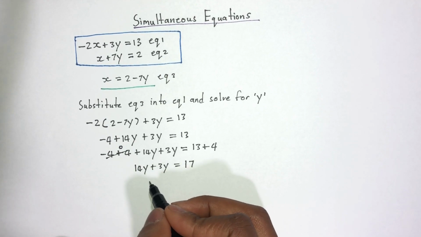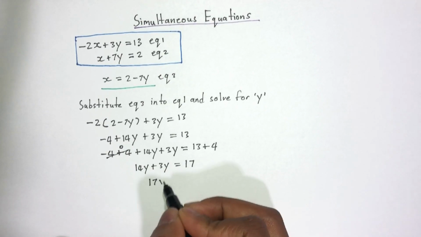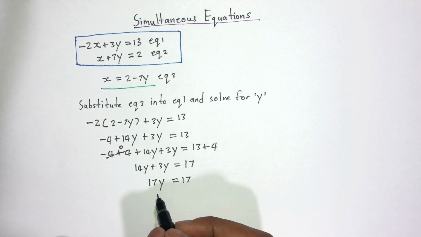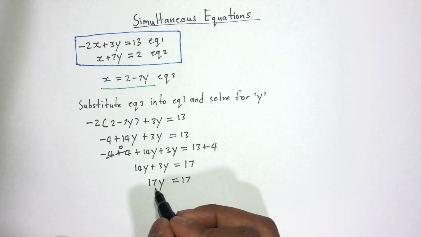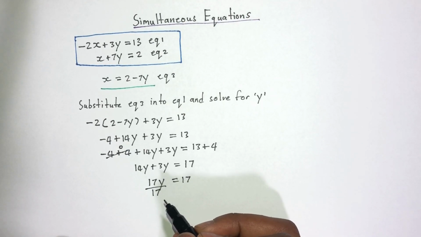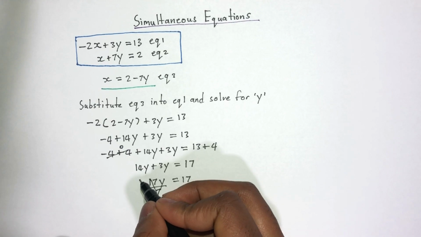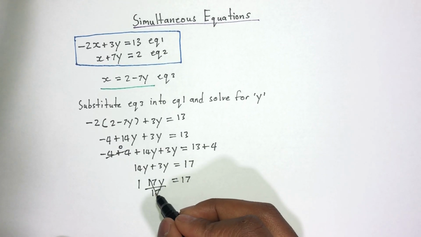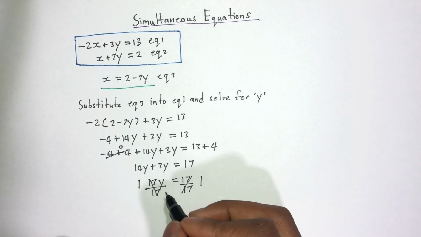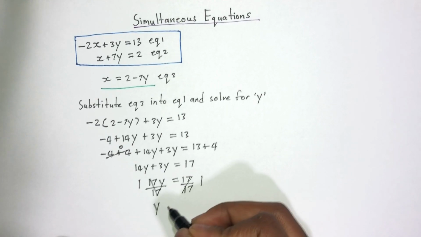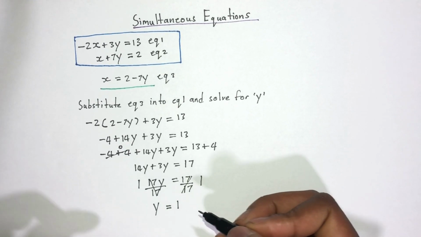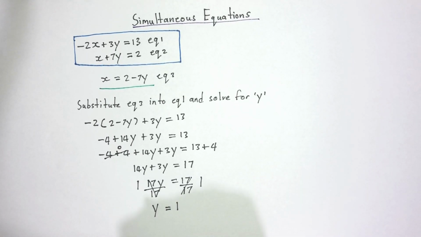14y plus 3y equals 17y. We are not finished as yet. So now we'll have to divide by 17. 17 into 17 one times. What we do on this side, we also have to do on the other. 1y is y, and y equals 1. Therefore, our y value is 1.